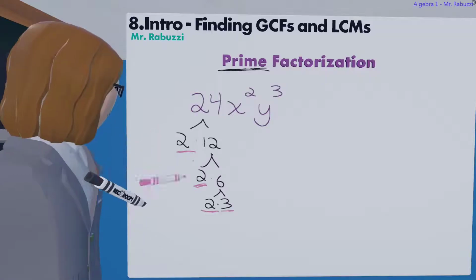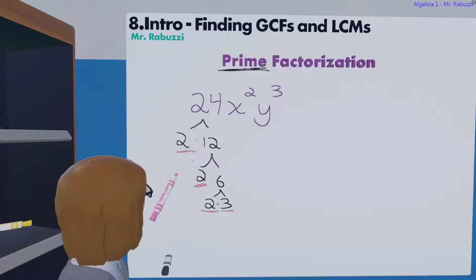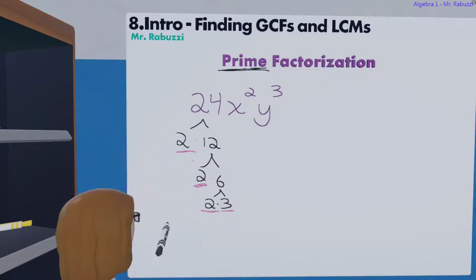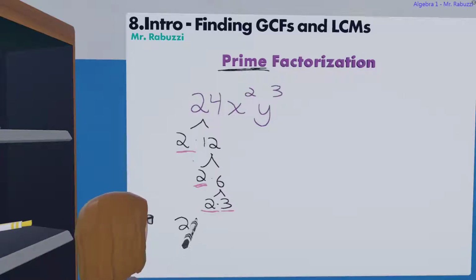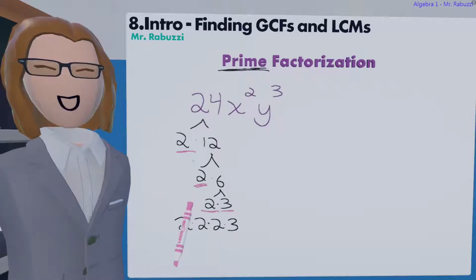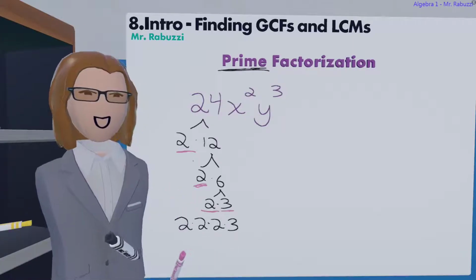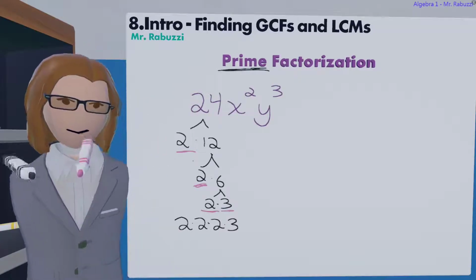Okay, we'll count those up later. Well, let's count them up now. We got 2, 2, 2, 3. So we have 2 times 2 times 2 times 3. So that's 24 right there. Okay, that's factoring it. We don't need to put it back together. We leave it as all its little pieces, its atoms.